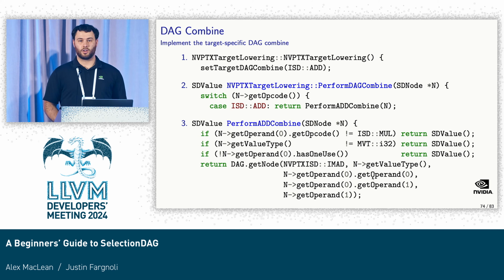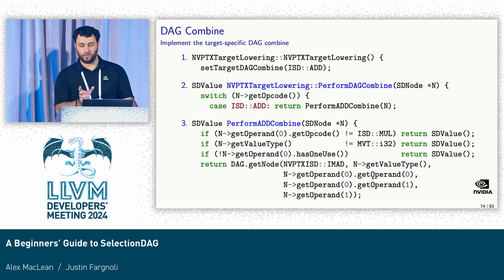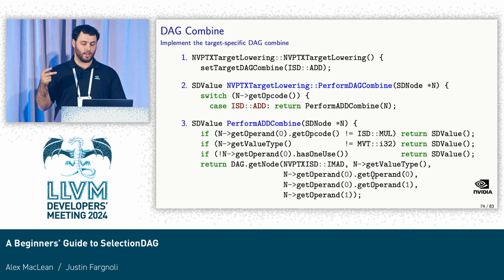And finally, we check that our multiply only has one use, to not extend its live range and increase register pressure. Once those checks have all passed, we can then generate our target-specific SD node. We specify its opcode, NVPTXISD::IMAD, its type, its first two inputs, which are the operands of the multiply, and the last, which is the other operand of the add.